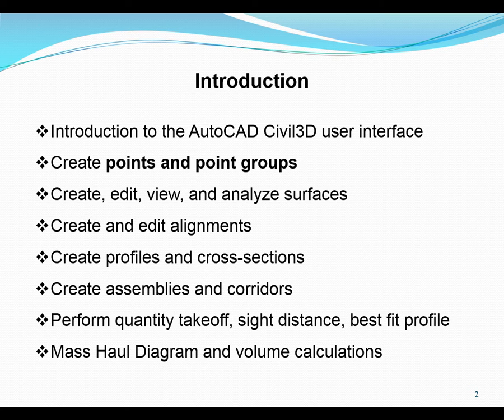Then I'll show you how to create points and point groups, and out of those point groups, how you will create your new surface, followed by creation of horizontal alignment, and then creating your profile and cross section, that is your vertical alignment, and finally I'll show you how to create corridors. At the very end, I will show you how to create reports, for example volume reports, volume calculation, and mass flow diagram that you might need to include in your report.